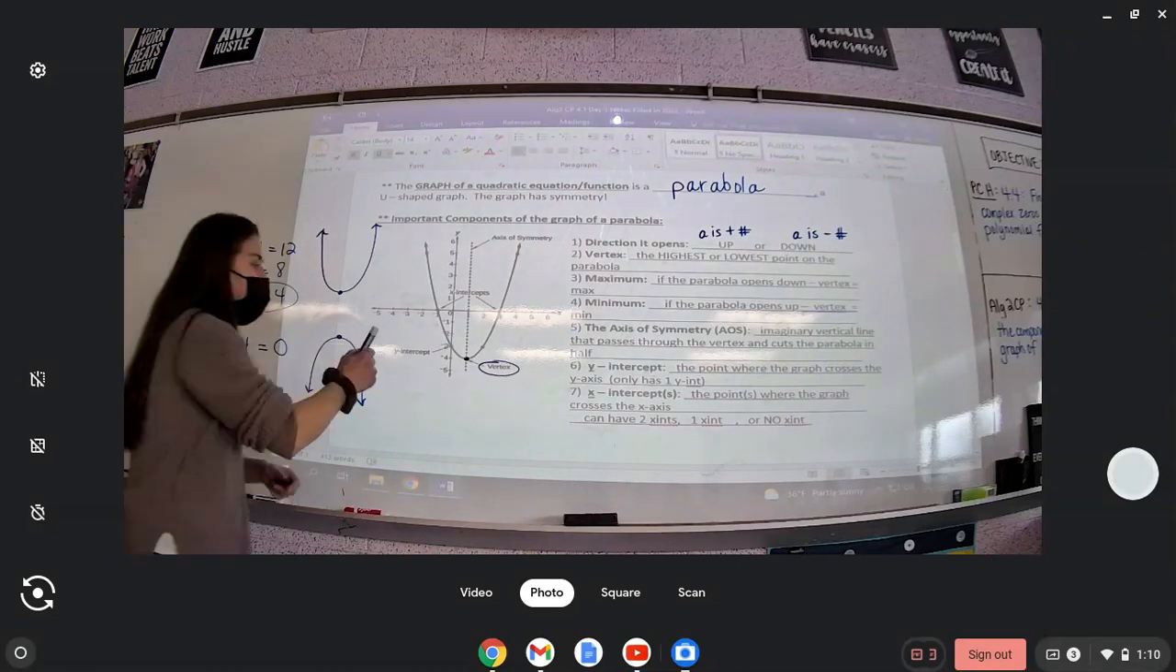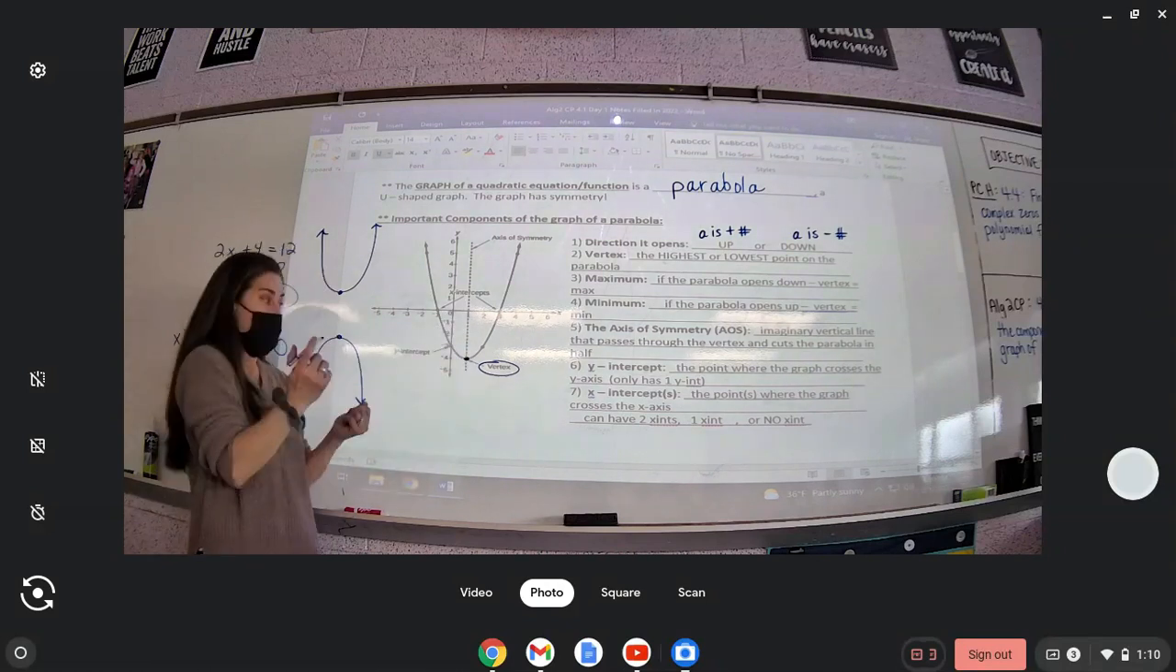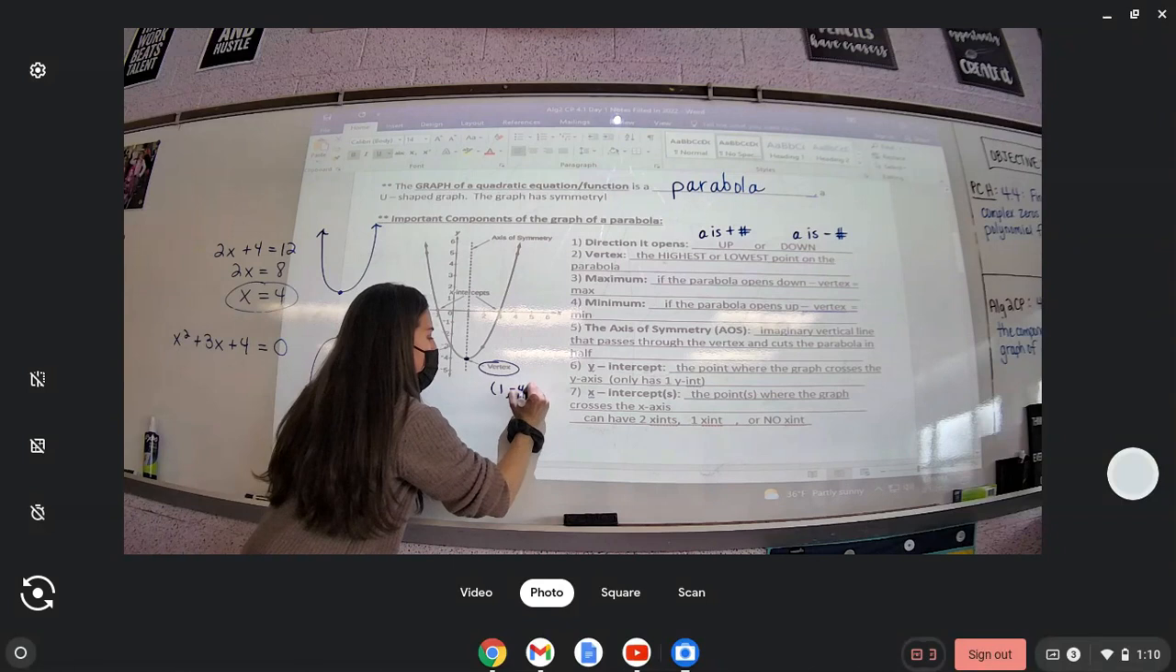All right? So guys, in this problem, who is the vertex? Give me the coordinates. 1, -4. Done. Okay.